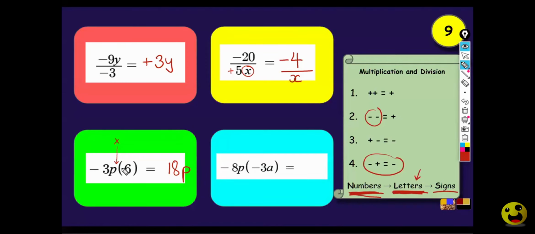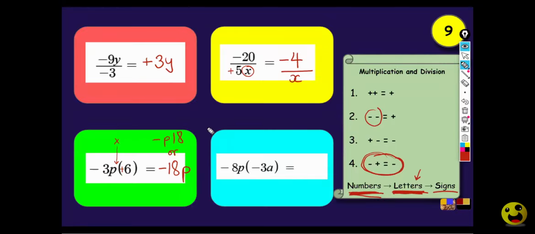This 6, we don't really see a sign, but we know he is positive. When you're multiplying a negative by a positive, remember, a negative and a positive involved, your final answer will be negative. The final answer is minus 18p. Or I know some of you might write it like this, minus p18.